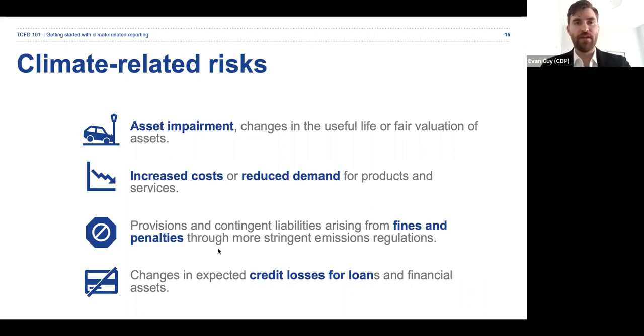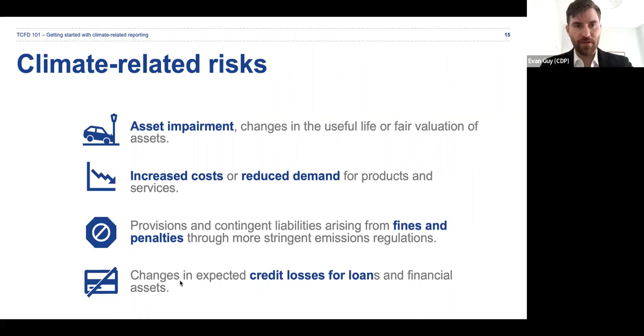And that's all really to emphasize that climate change is a risk like any other business risk, and therefore should be treated and reported in the same manner as other risks faced by organizations. Some of the types of risks that companies face are here on the slide. We see asset impairment or changes in the useful life or fair valuation of assets, increased costs or reduced demands for certain products and services, provision and contingent liabilities arising from fines and penalties through stricter emissions regulations over time, and changes in expected credit losses for loans and financial assets.